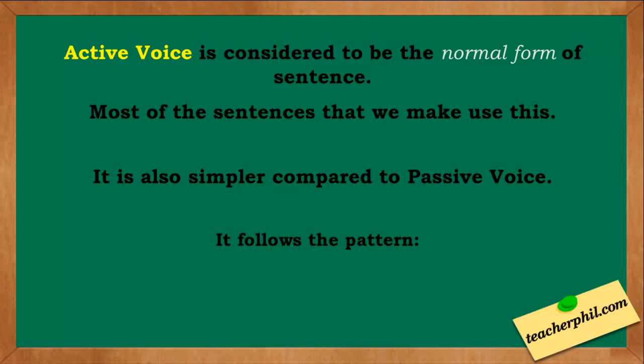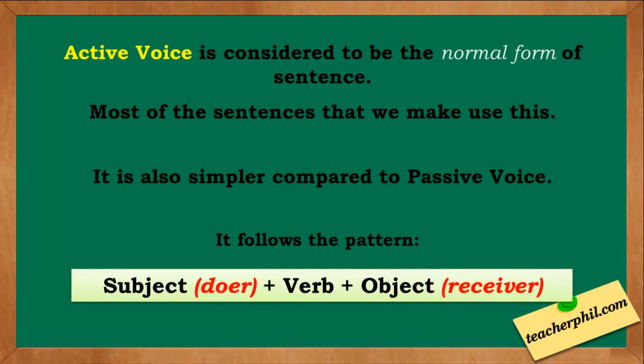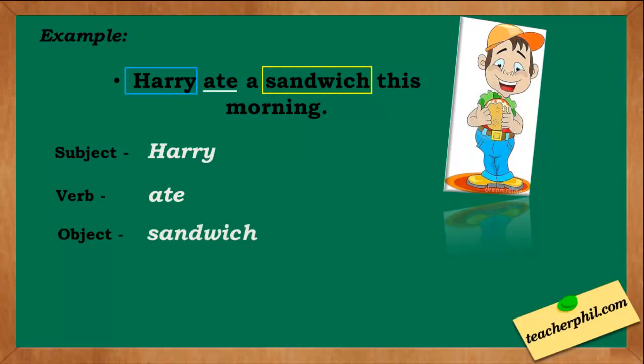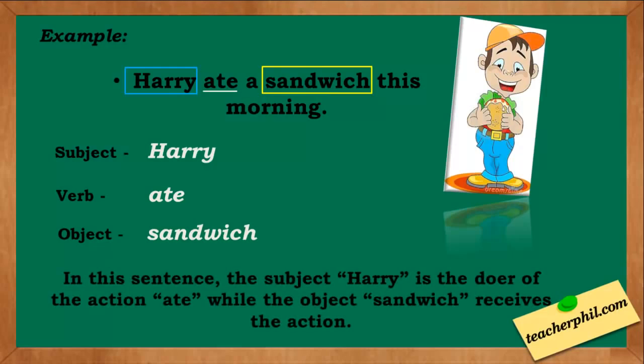Active voice follows the pattern: subject, or the doer of the action, plus the verb, plus the object, which is also the receiver. Example: Harry ate a sandwich this morning. The subject here is Harry. Our verb is ate. Our object is sandwich. In this sentence, the subject Harry is the doer of the action, while the object sandwich receives the action.